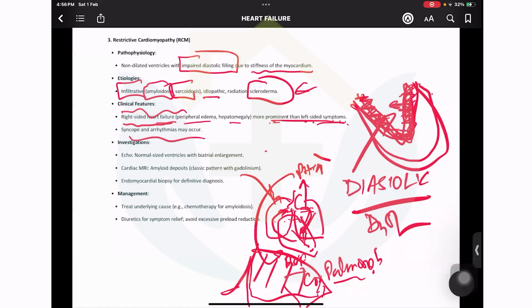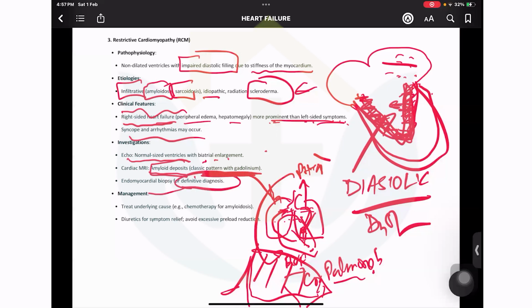And because of the heart beating at a lower preload, there can be syncope and some arrhythmias. Echocardiography will show normal sized ventricles with biatrial enlargement. So atria will be enlarged. Why? Because of the continuously increasing preload. Cardiac MRI may show amyloid deposits in amyloidosis. Classic pattern with gadolinium is there.